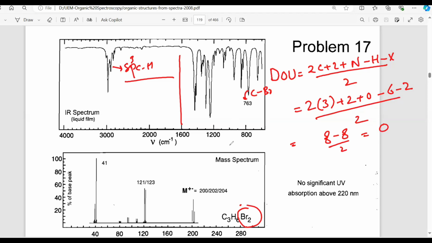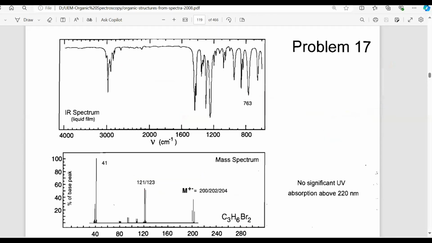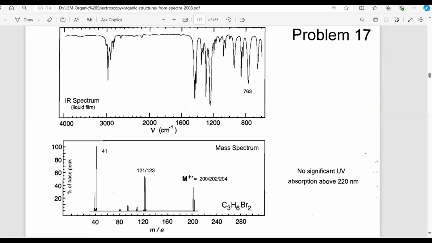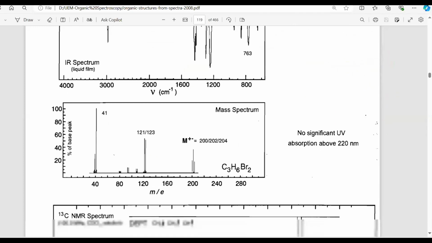Carbon bromine stretch. And if you see the mass spectrum, I told you when bromine or chlorine are present, you will get an M plus 2 peak. M plus 2 peak is formed when chlorine or bromine are present. Okay. So degree of unsaturation is 0. IR is not much fruitful because it is saying only the sp3 CH stretch is present.